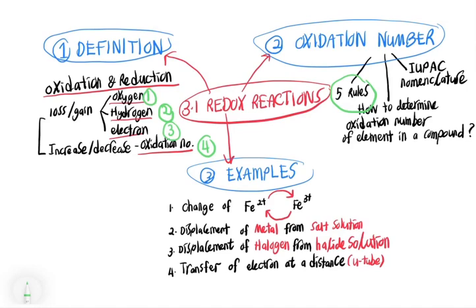Moving on to examples of redox reaction. There are 4 main examples: change of Fe2+ to Fe3+ ion and vice versa, displacement of metal from salt solution, displacement of halogen from its halide solution, and last but not least, transfer of electron at a distance by using a U-tube. I want to remind you that for 3.1 redox reaction, all of this will be included in your Form 5 Semester 1 exams. But if we have any changes due to our current situation, you will be informed accordingly.